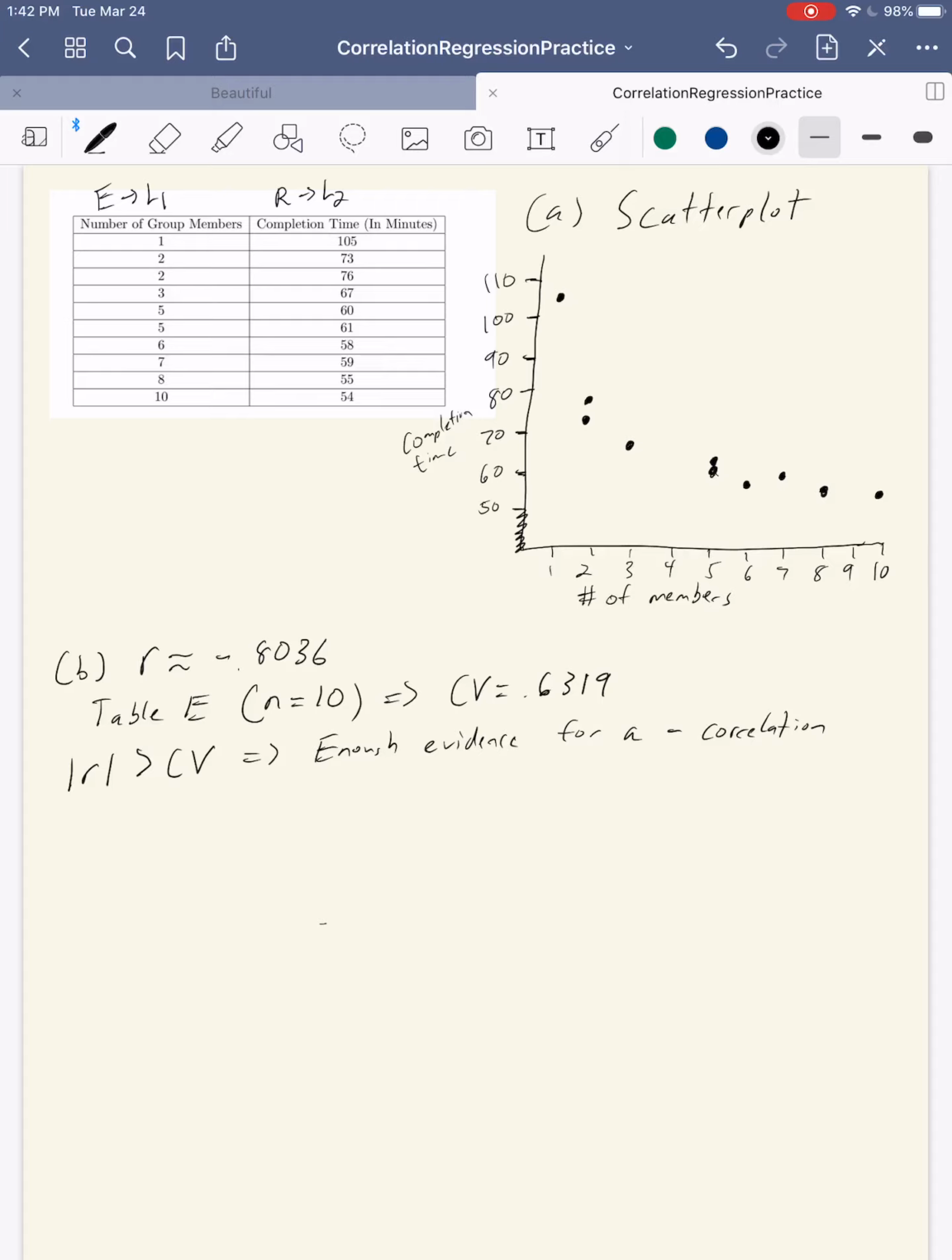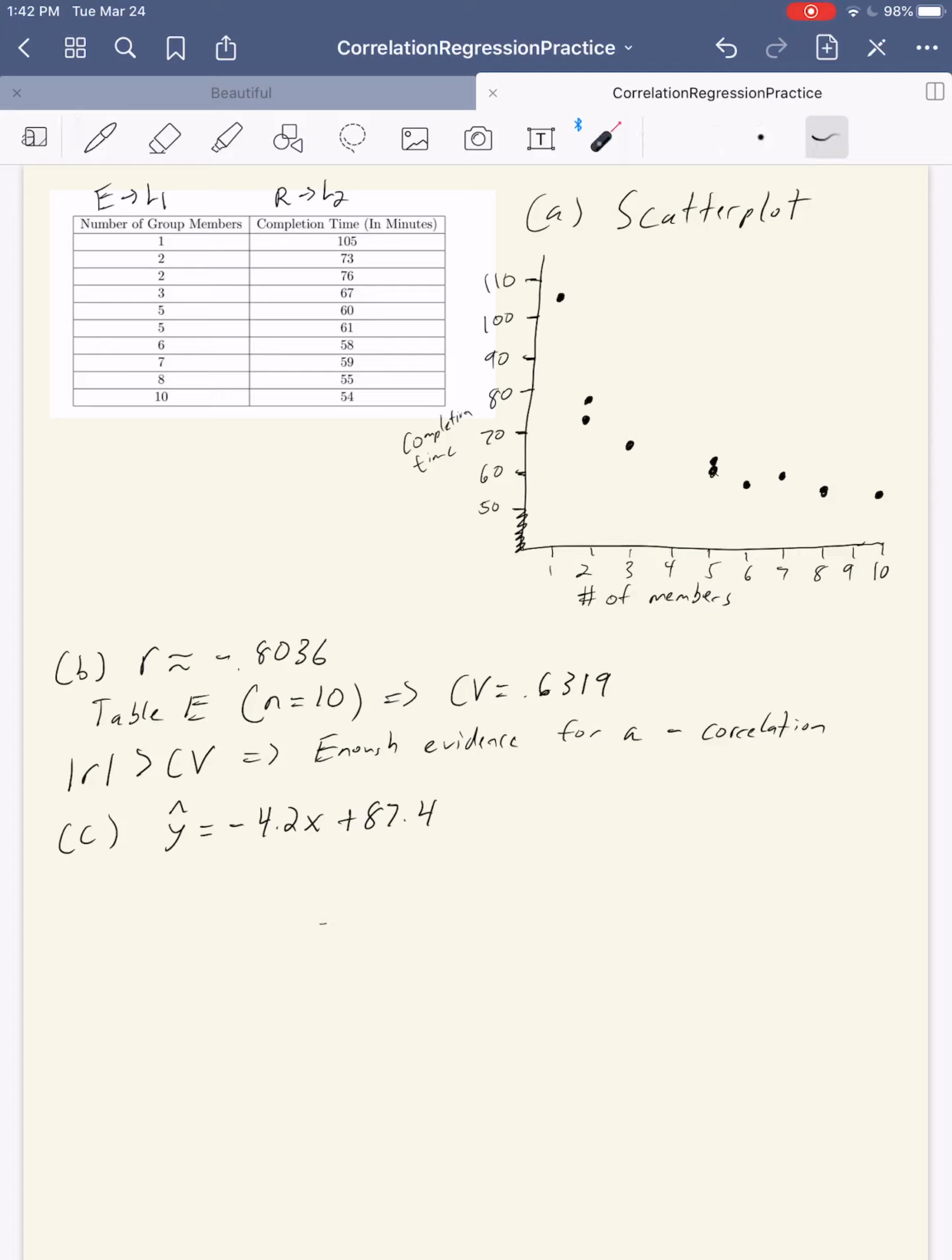All right, the next thing I believe we wanted was to go ahead and get that LSR, right? So let's go ahead and write that down. The LSR, of course, also just comes from your LinReg(ax+b). You should get that y hat is negative 4.2x plus 87.4. And I'm just choosing to round everything to one decimal to keep it easy here.